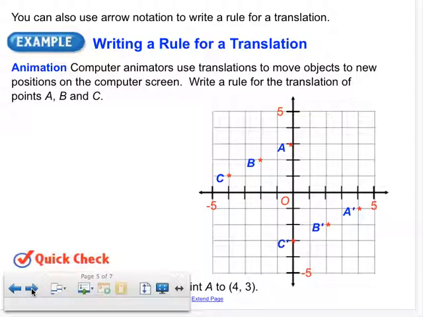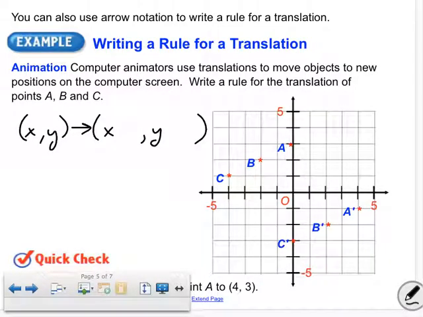Now, here they're giving you the graph, the original and the image. What you need to come up with is the rule for that translation. Does that make sense? Okay, so let's go ahead. Here's what we start out with. For any point X and Y, arrow notation, we're going to start with some X and we have to modify it, and we're going to start with some Y and we have to modify it, so I'm going to leave some space for that. So which point do we want to calculate our rule from? You guys want to start with A?